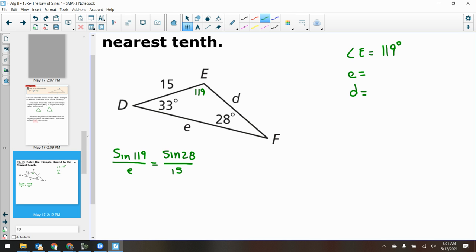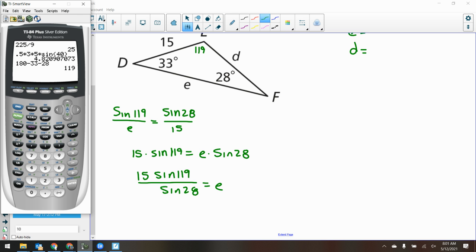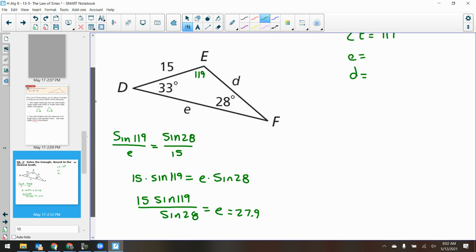Now, again, this is a proportion. Let's cross multiply and divide. So this would be 15, and I like to wait until the end to round. So you're going to see me write it out all algebraically. Sine 28, and then we divide over by sine 28. So 15 sine 119 divided by sine 28. That's equal to my E. So 15 sine 119 divided by sine 28, which gets me 27.9. What did it say to round to? Tenths. 27.9 is good then. All right, 27.9.